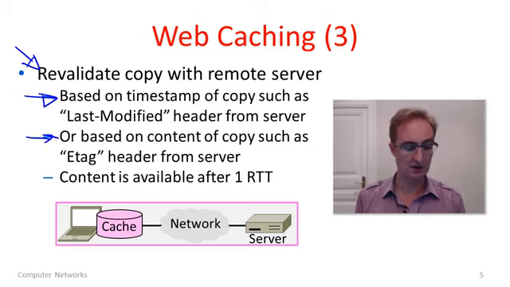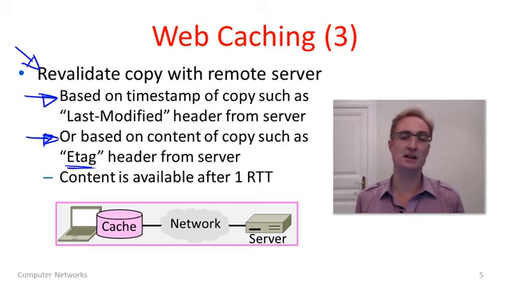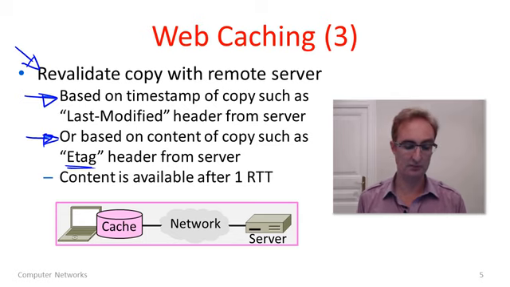Alternatively, instead of timestamps, sometimes headers are used which are based on the contents of the resource itself. This can be done with an E-tag header. It stands for entity tag. It might be a hash or other indication of the contents of the file. And this is information that, again, you could send to the server and say, well, I have this copy. Is there anything more recent than this copy?